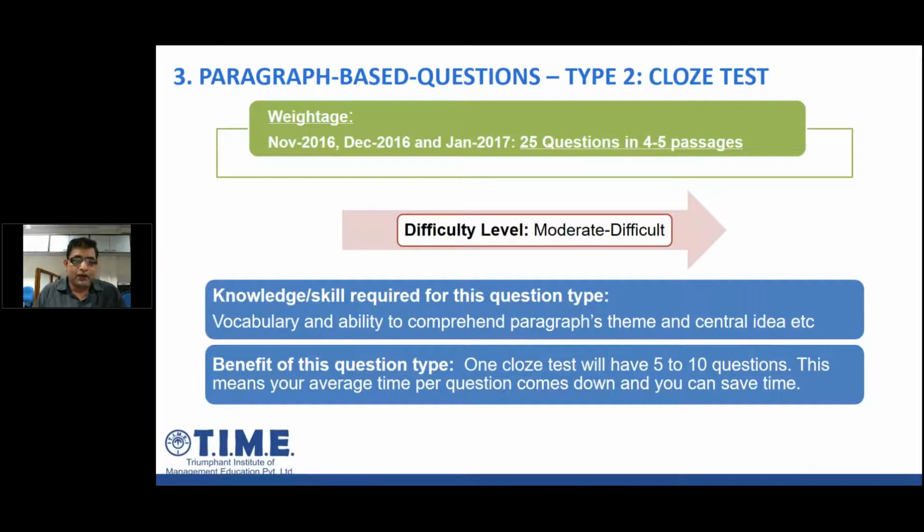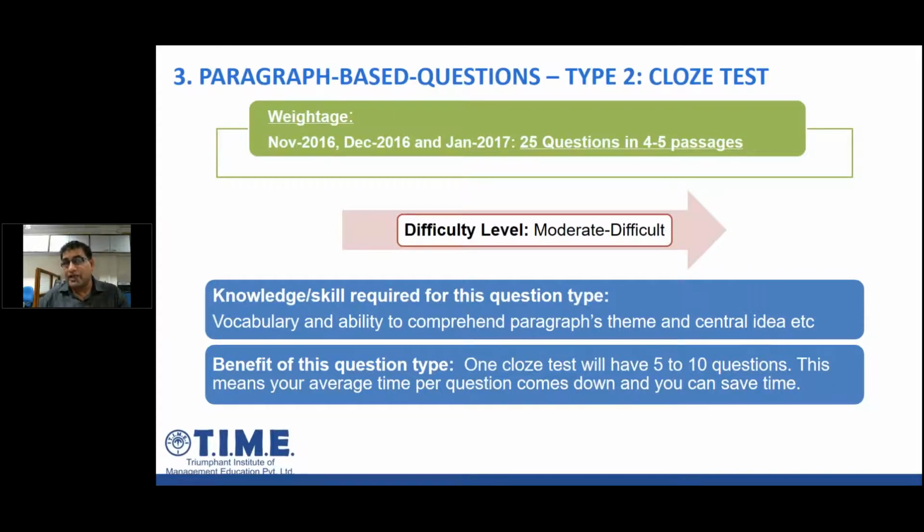Okay, so what is the benefit of this question type? One cloze test will have 5 to 10 questions, and this means your average time per question comes down, and you can save time. So one difficulty is that it requires you to read and understand the passage, but there's a benefit, and that benefit is that one single set can help you deal with 5 or 10 questions in one go, which means the average time taken per question comes down. You see, each blank is a question. Are you getting it? Each blank is a question. It's not that one set of 5 blanks is one question. It's not. One set of 5 blanks is 5 questions, which means the average time taken for you to attempt these questions will come down.